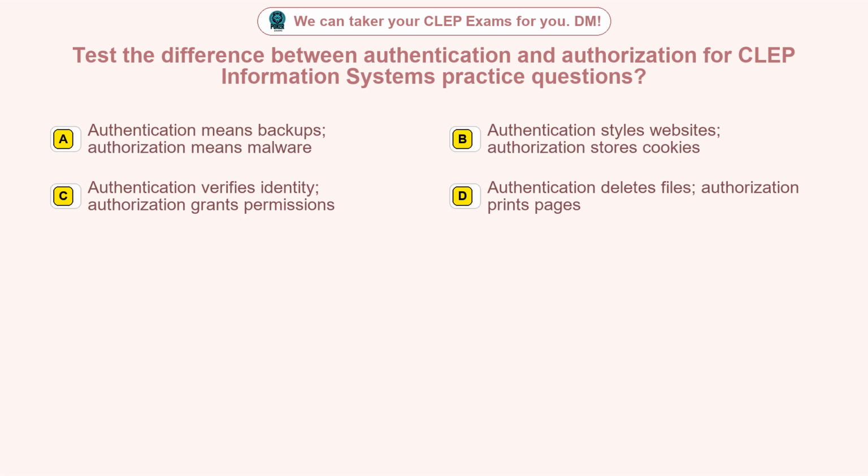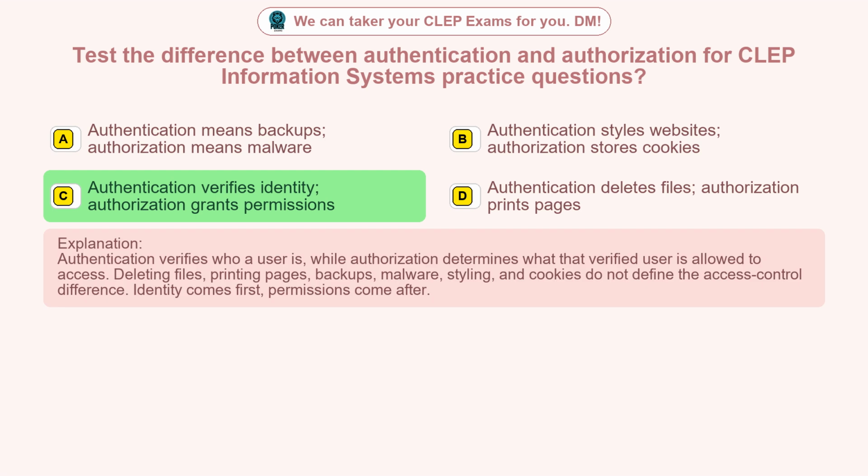Option A. Authentication means backups, authorization means malware. Option B. Authentication styles websites, authorization stores cookies. Option C. Authentication verifies identity, authorization grants permissions. Option D. Authentication deletes files, authorization prints pages. The correct answer is option C. Authentication verifies identity, authorization grants permissions.